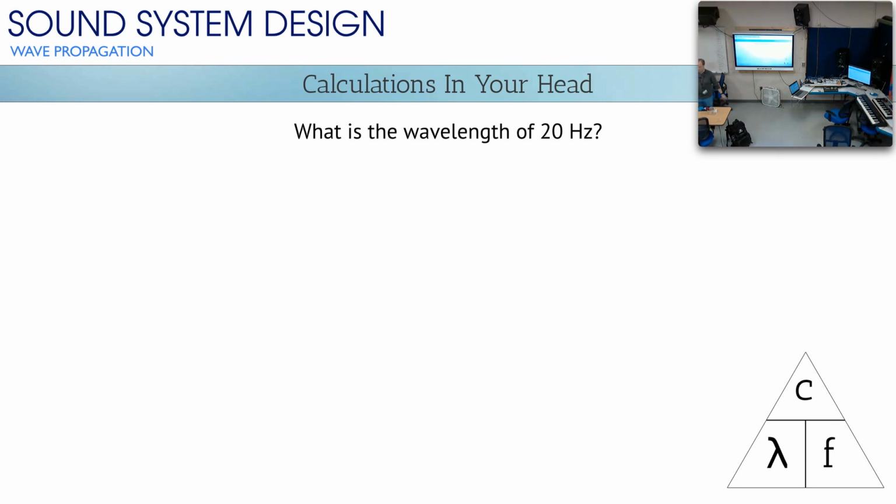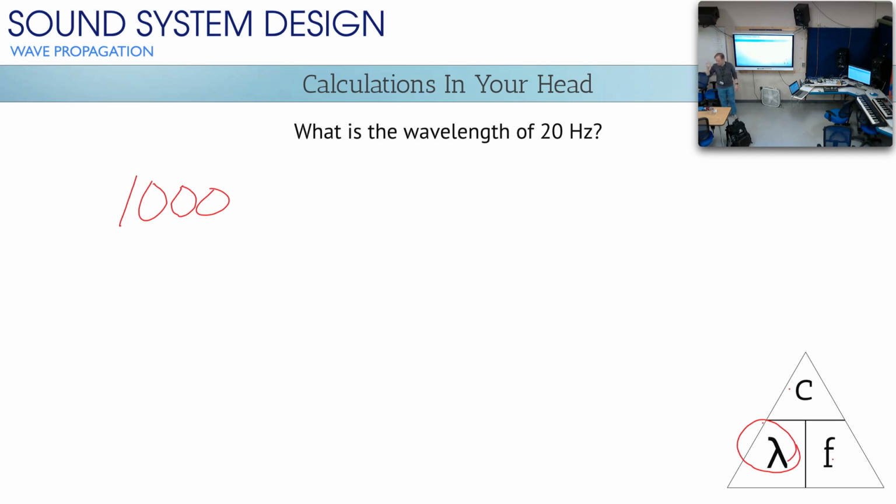No calculators. What is the wavelength of 20 hertz? 50 feet. Why is it 50 feet? Because it's 1,000 divided by 20. Yeah, so we want to know wavelength, right? And to get wavelength, we have to do speed of sound divided by frequency. What is the speed of sound? Roughly 1,000 feet per second.